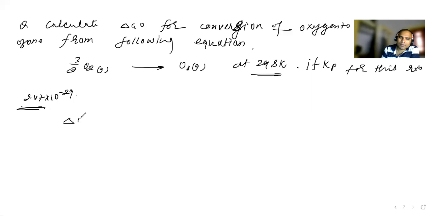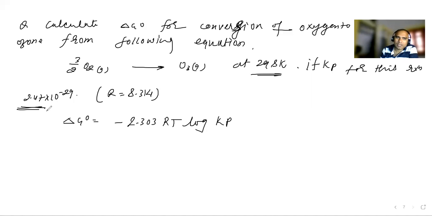So we have to apply delta G naught is equal to minus 2.303 RT log Kp. R is given, R is equal to 8.314. The Kp value is there, so here you need to expand log of 2.47 into 10 power minus 29. This fits the formula log A into B, so it is going to be log A plus log B, right?